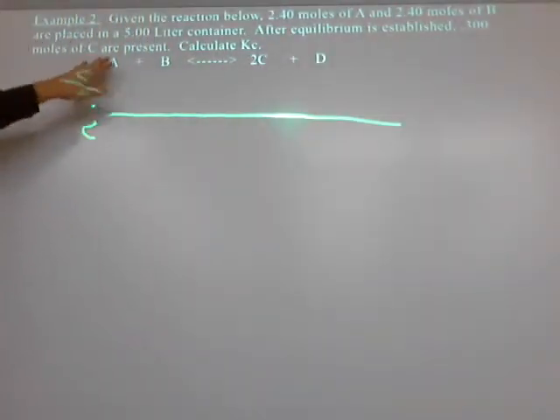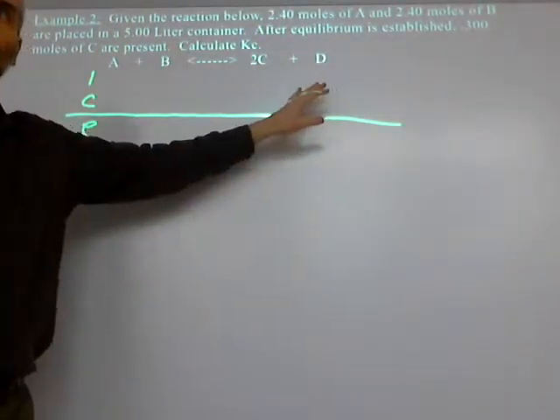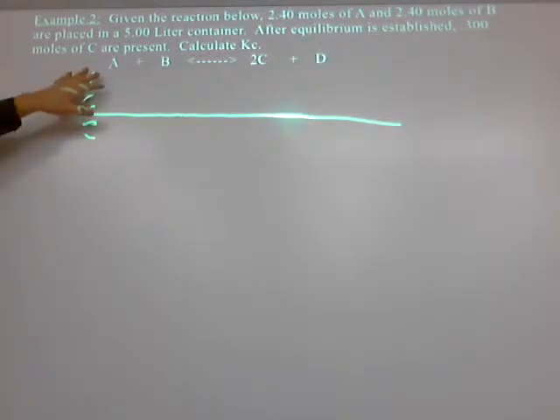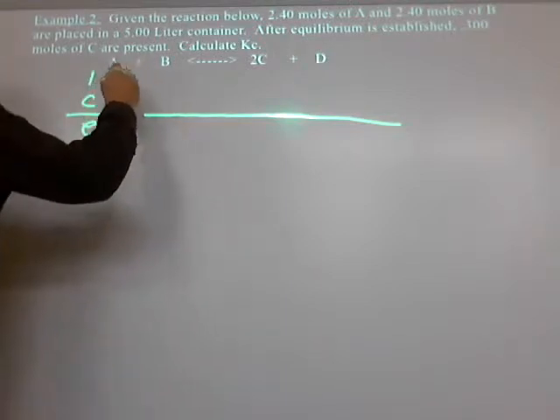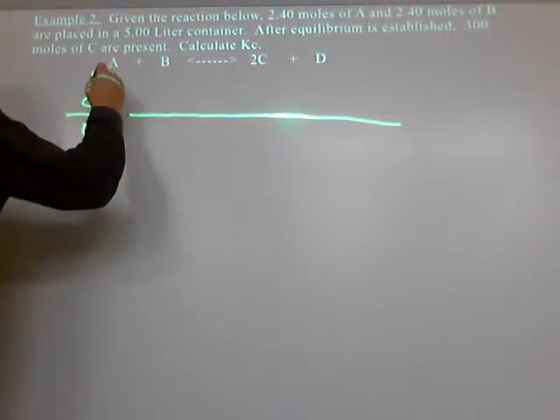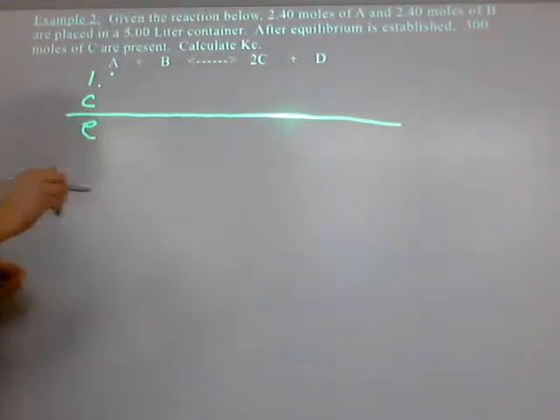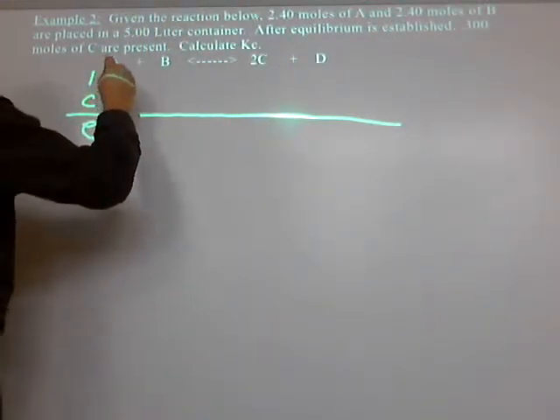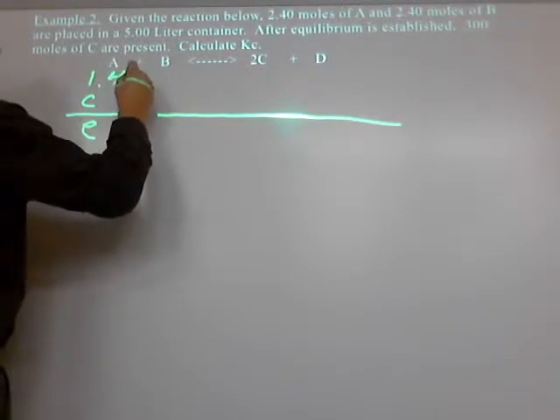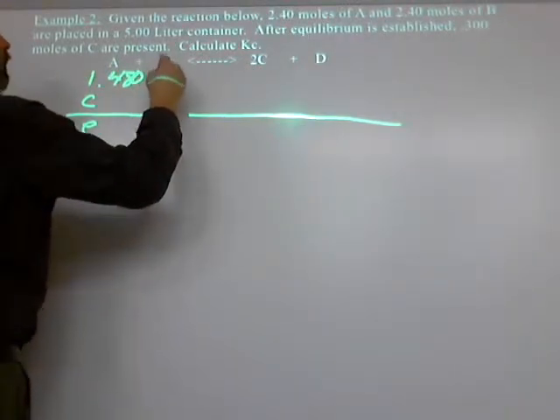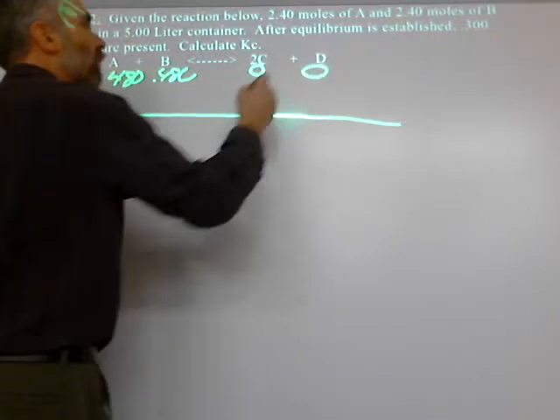It was Fe plus SCN equals FeSCN. And I was given the initial concentrations of these. 2.4 moles of A divided by 5 is what? What was A? 2.4 divided by 5? 0.48, you said? 0.480 for that one, 0.480 for that one, 0 and 0 for these, right?